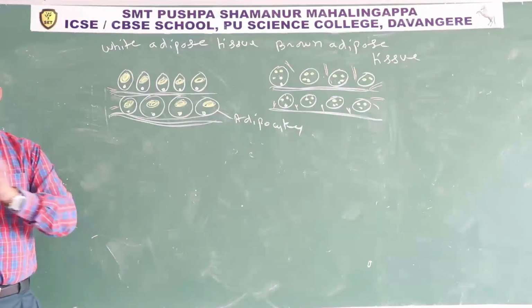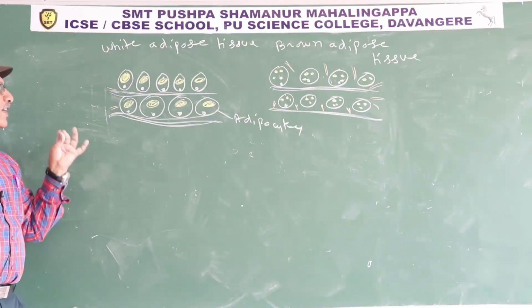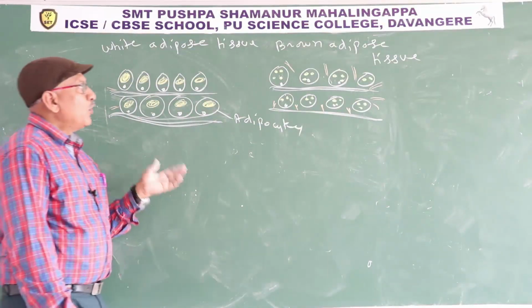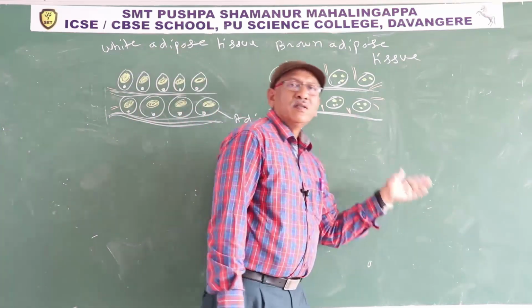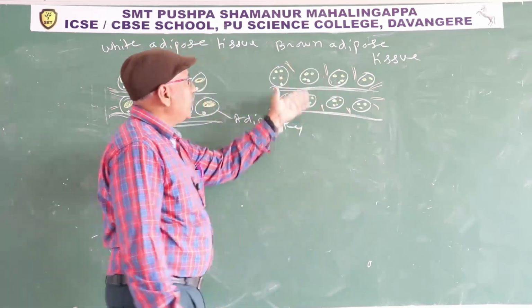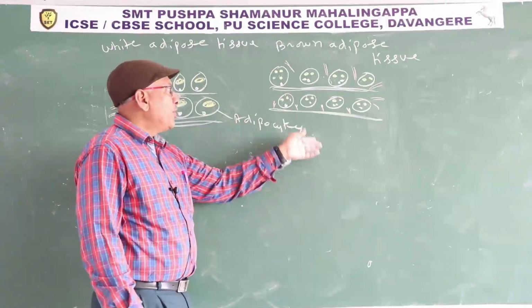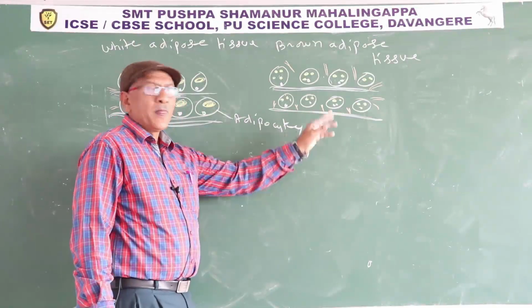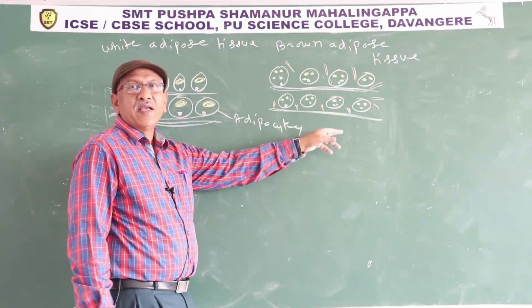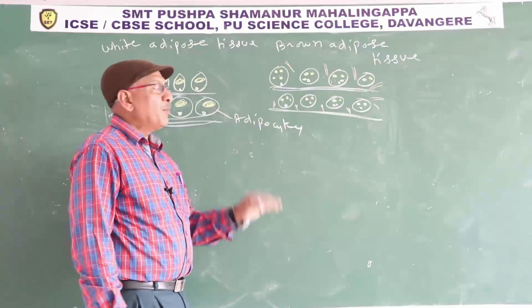White adipose tissue does not undergo oxidation easily. Brown adipose tissue is oxidized easily. As a result, due to oxidation of brown adipose tissue, heat energy is released. By utilizing this heat energy, the fetus and infant maintain constant body temperature.